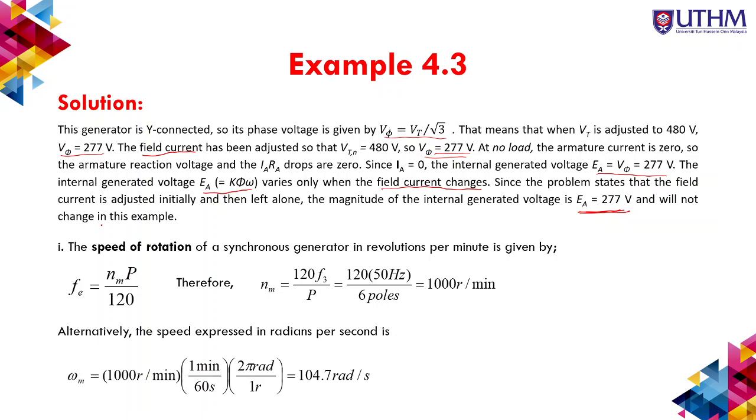Then they ask about the speed. This is the equation for the speed: Fe is equal to Nm P divided by 120. Therefore, we put everything in and we get 1000 RPM. This is the alternative to get the angular velocity.